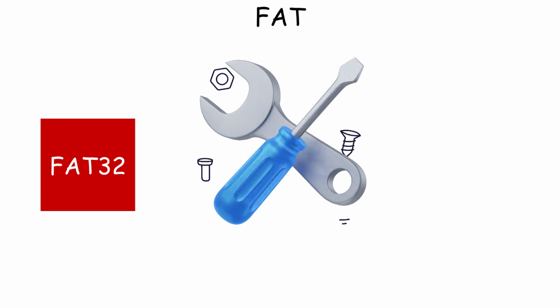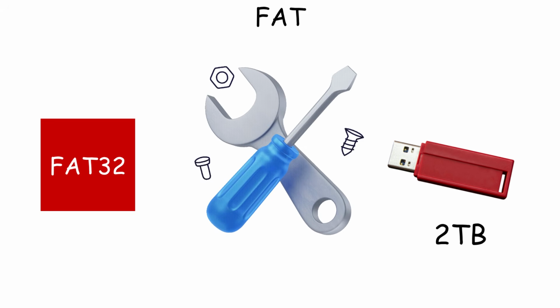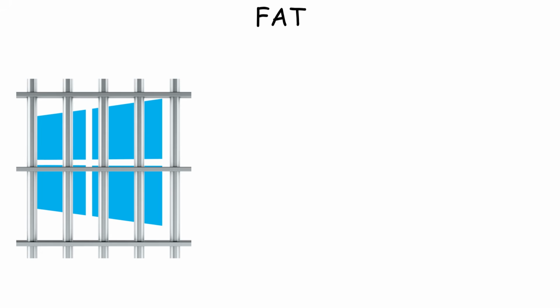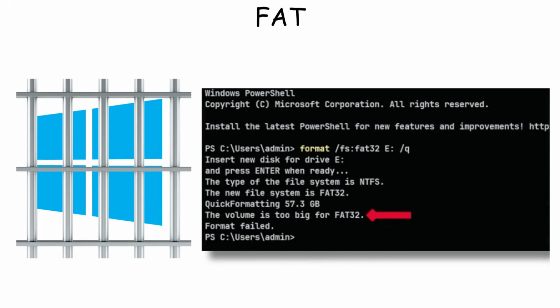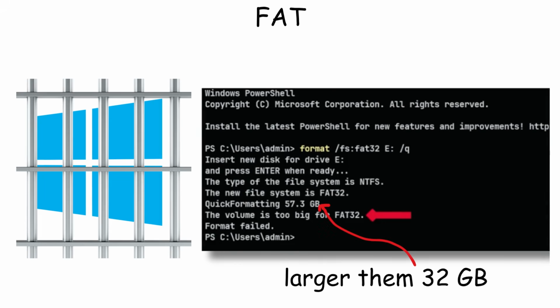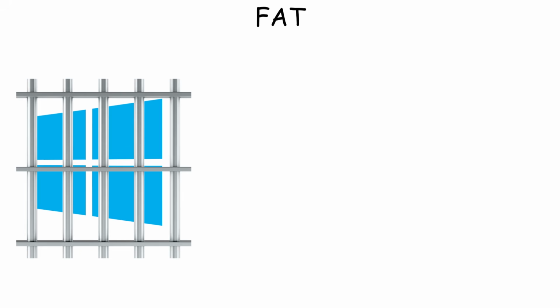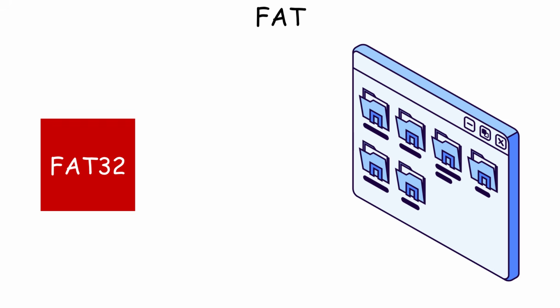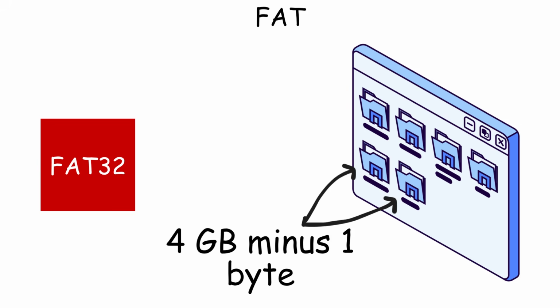Under typical configurations, it supports volumes up to around 2 terabytes, although certain setups using larger sector sizes can exceed this limit. However, Windows systems impose an artificial restriction, preventing users from formatting FAT32 volumes larger than 32 gigabytes, even though the file system itself is capable of handling larger sizes. This limitation is often bypassed using third-party tools, which allow larger drives to be formatted in FAT32 without modifying the underlying file system itself. FAT32 also has a strict maximum file size of 4 gigabytes minus 1 byte.